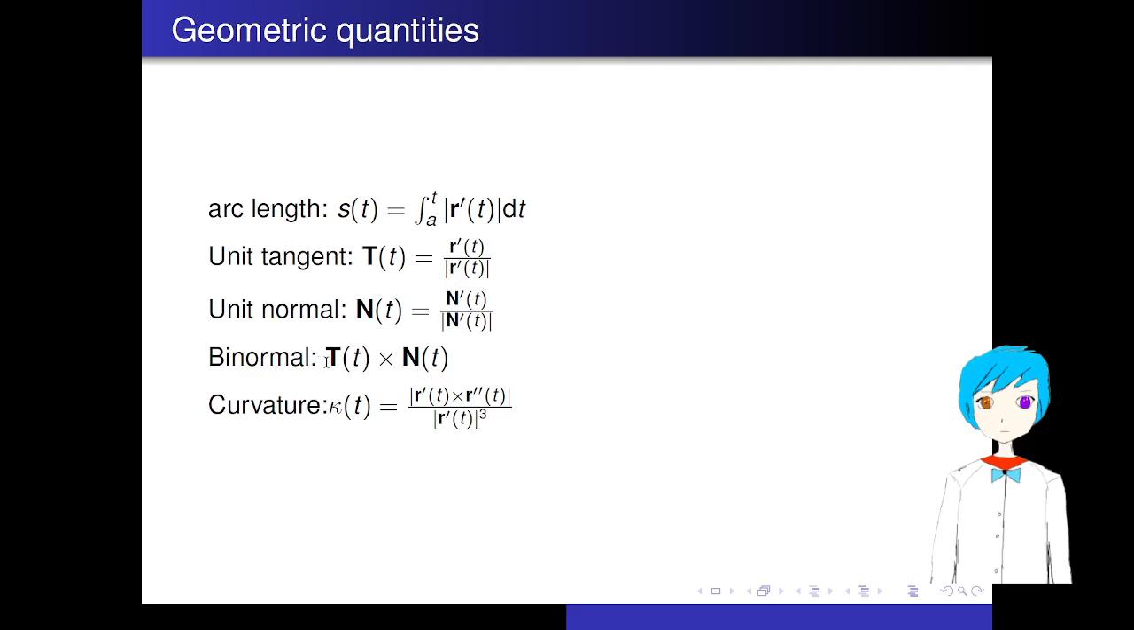Finally, we define the curvature of a curve. The curvature is actually the norm of the changing rate in the unit tangent divided by the norm of r prime. Also, sometimes we define it as the norm of r prime cross r double prime divided by the norm of r prime cubed.